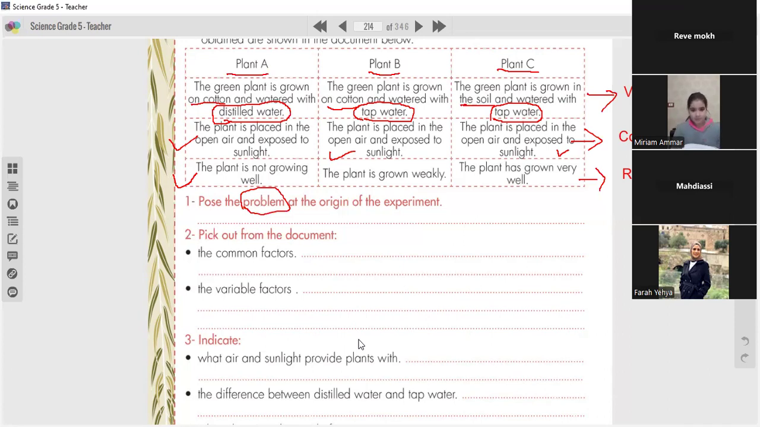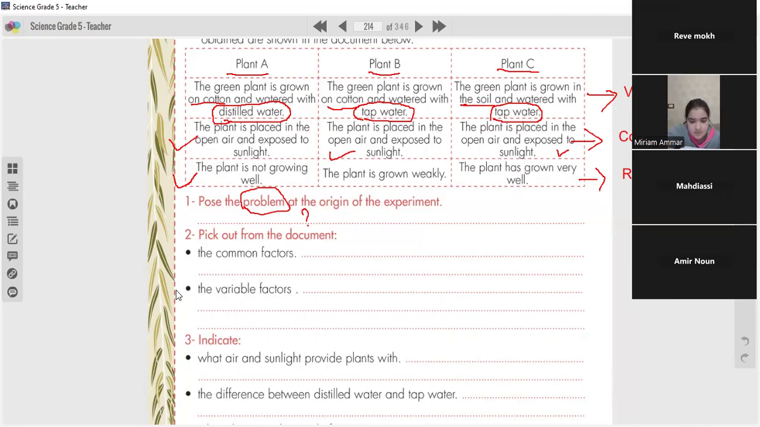If you put it as a statement, that is wrong. Always, once you see you have to write a problem, you have to put it in the form of a question. So we can say, are mineral salts necessary for the growth of the green plants? And we put a question mark because it's a question.